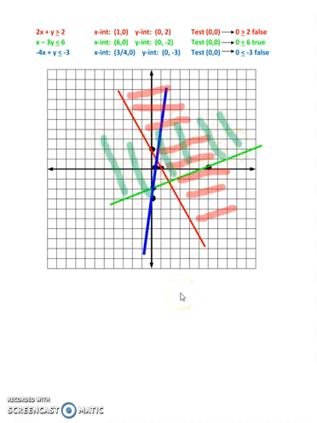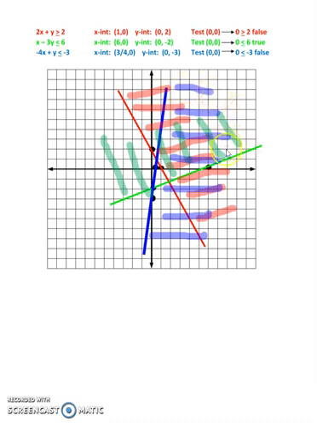And finally, for this third constraint in blue, I have a test point that gives me a false statement. So for the blue line, I want to be opposite of 0, 0. So 0, 0 is just a little to the left of that line. So I want to make sure that I remain on the right side of that line.